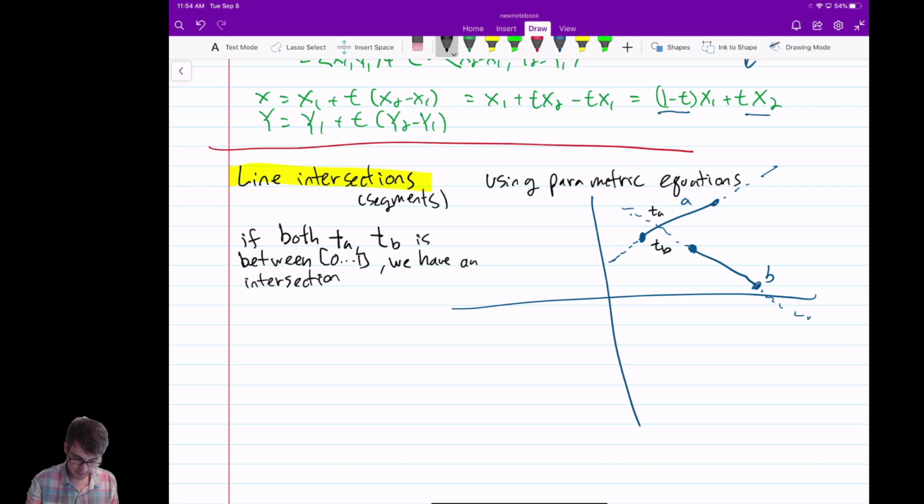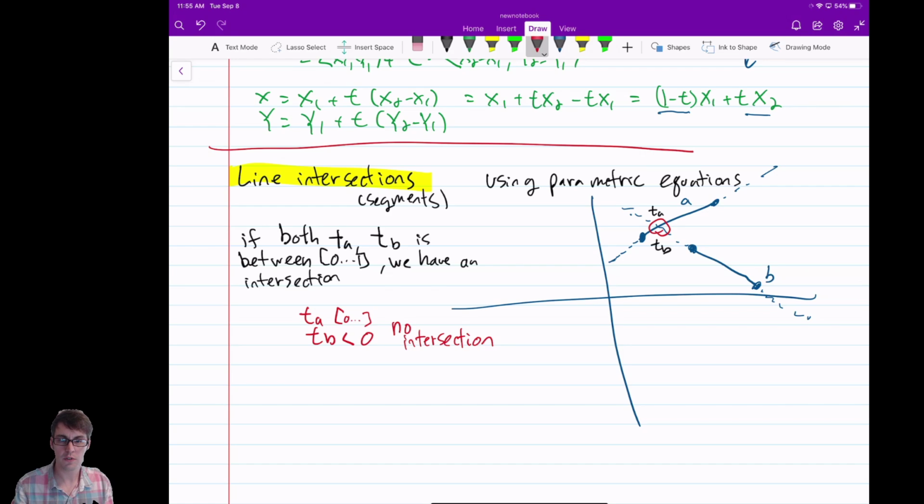Cool. In this case here, TA looks to be within 0 to 1. Awesome. We're right in the middle of TA where they match, right there. However, TB is probably less than 0 or bigger than 1, depending which way you arrange the line. So B will hit A, but not within that line segment. So therefore, we have no intersection.